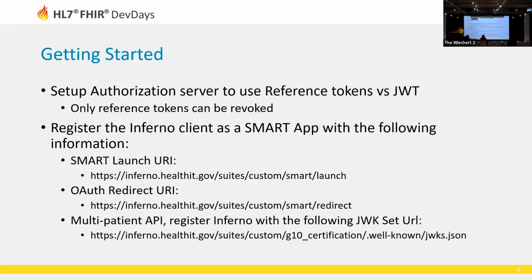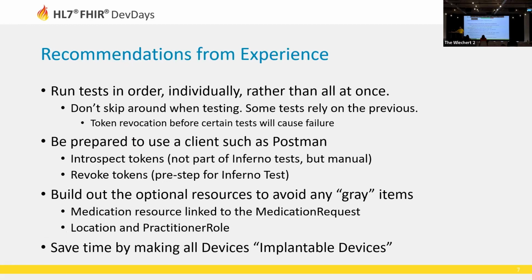I just recommend using the examples I provided on the link. It's much easier. You'll need to set up an authorization server to use reference tokens. This is very important because Inferno won't test successfully without them, because only reference tokens can be revoked, and you need to go through the revocation process manually later on in the test. And then here are the links that you need to register your SMART app Inferno with. They're here really for the presentation, but you can copy and paste them and that'll get you started. It's also in the Inferno documentation, but I thought I'd highlight it.